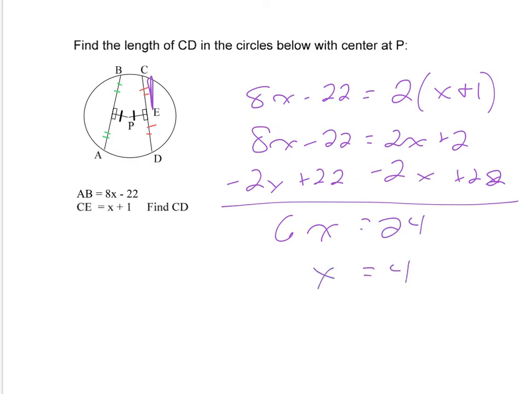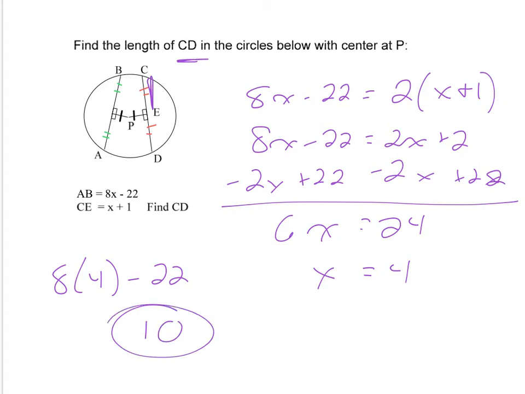Now let's answer the question. Find the length of CD. Well, CD is going to be the same length as AB. So CD is equal to 8 times 4 minus 22. 8 times 4 is 32 minus 22 is 10.